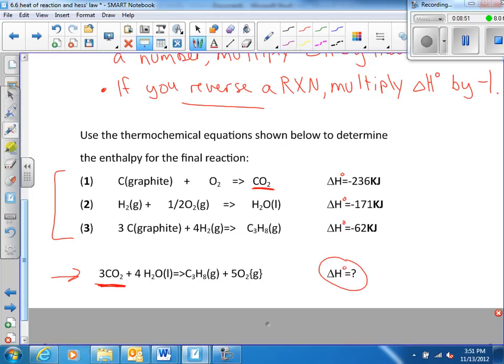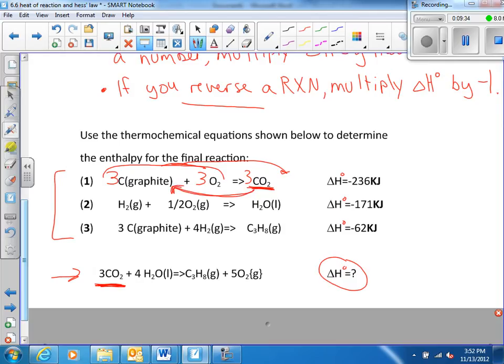You might want to use colored pens or pencils for this part because it's good to be able to visualize where the chemicals are coming from. So in the reaction I'm trying to get to, I need 3 carbon dioxides. And in the given reactions, I have 1 carbon dioxide, but it's a product, not a reactant. So first off, I need to multiply everything by 3, and I also need to reverse it. Reverse means I'm going to make my reactants products and products reactants. So the reactants here become products, and the products here become reactants.